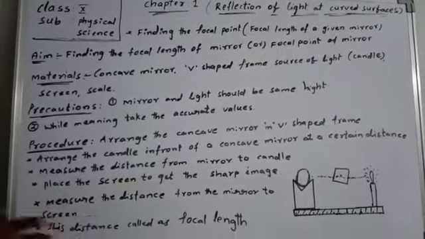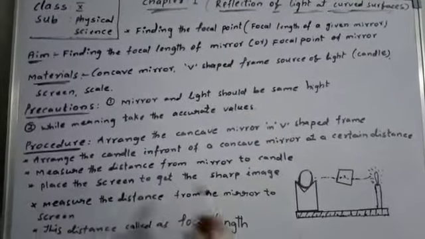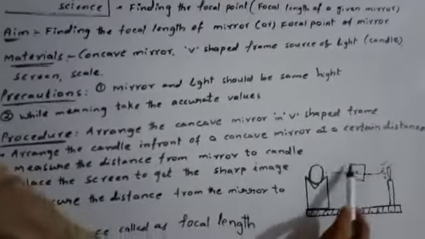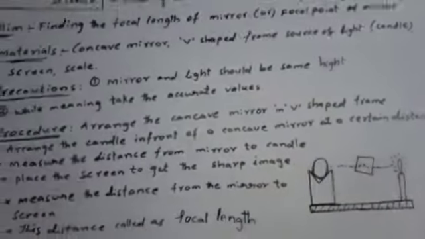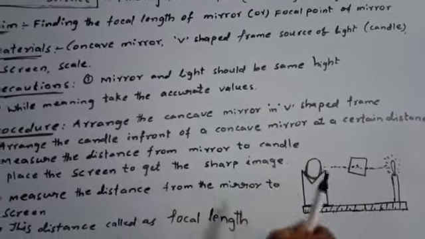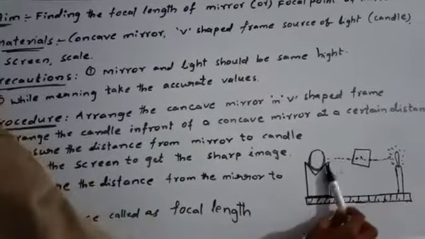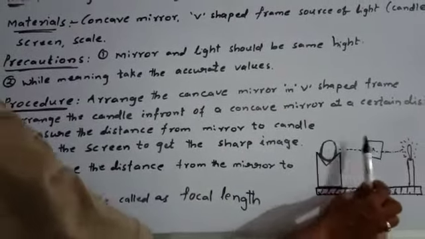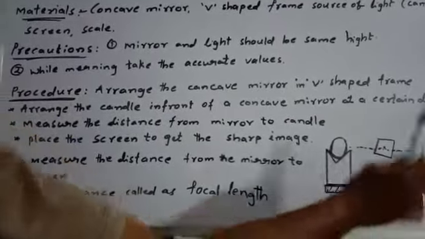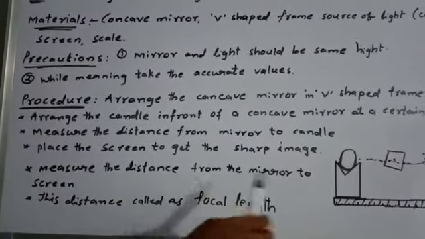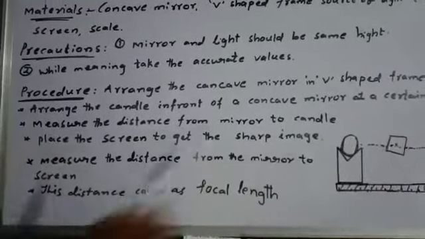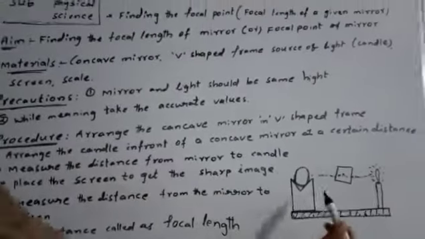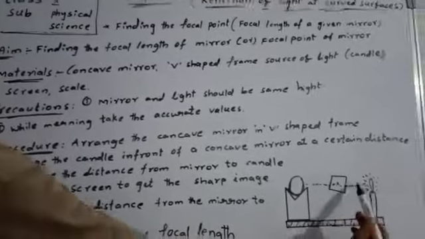Place the screen to get a sharp image. This image we have to get, and measure the distance from the mirror to the screen. This is the screen, and this distance is called the focal length.